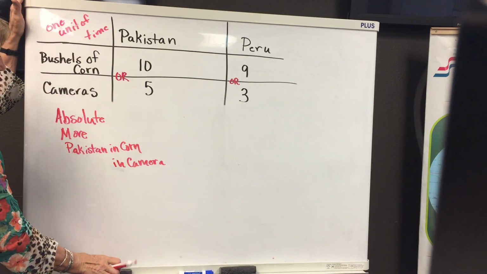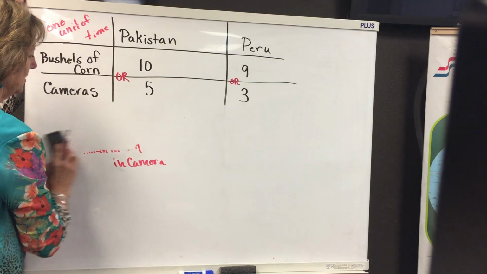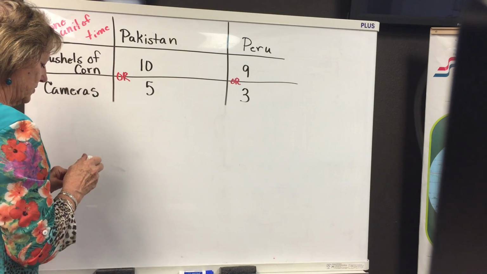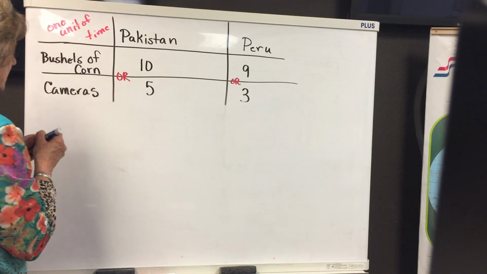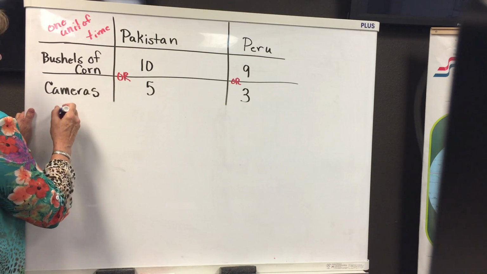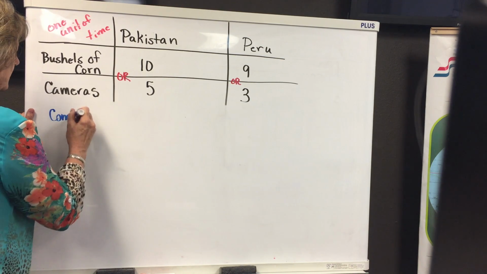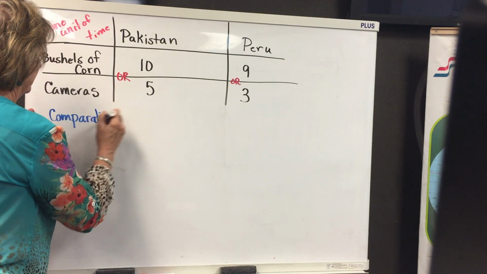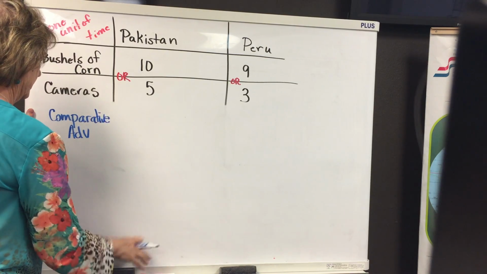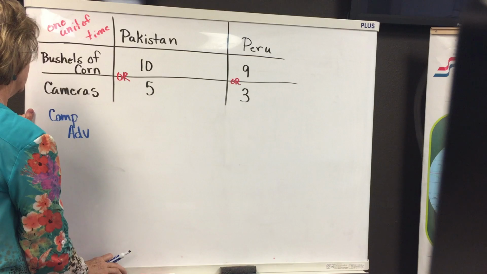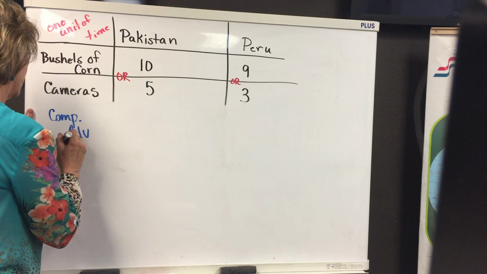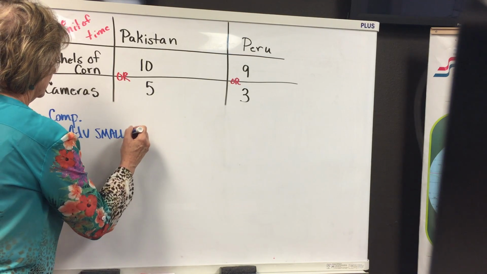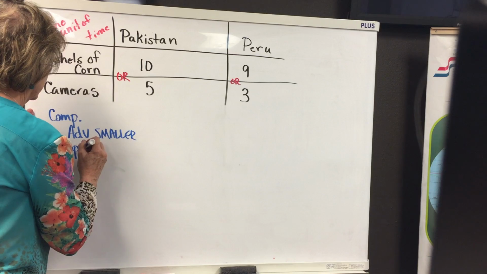The next one is not absolute advantage, it is comparative advantage, and comparative advantage implies that you're going to have to do some math because you have to find the lower opportunity cost. So comparative advantage, again, implies that you have to find the opportunity cost. It's going to be the smaller opportunity cost.